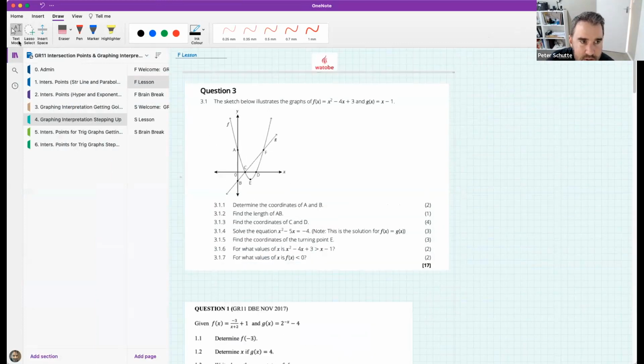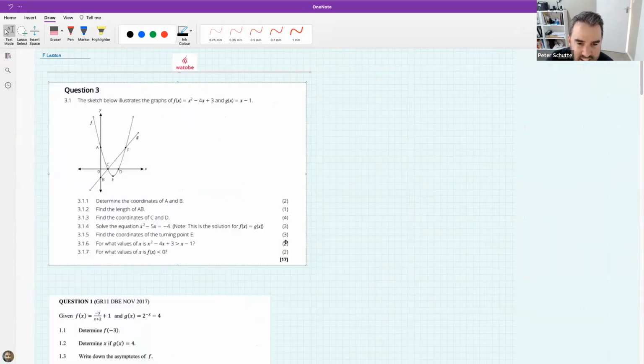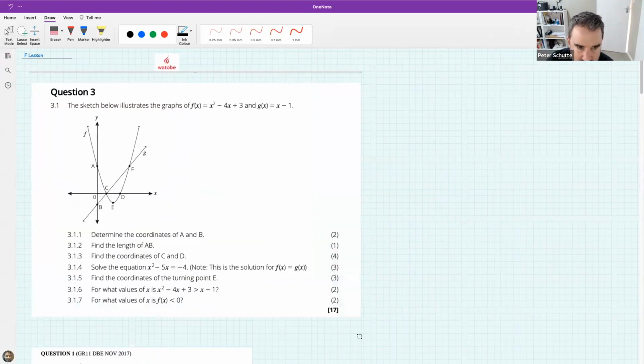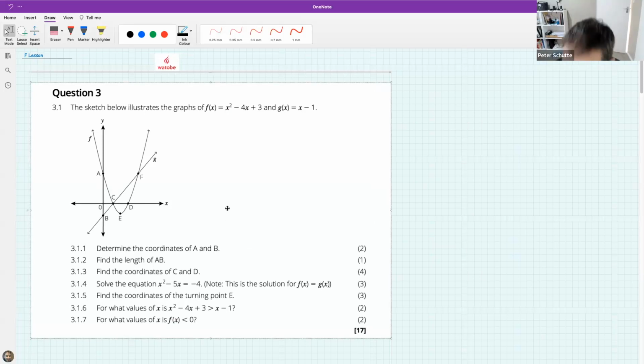So today, what we're going to start by doing is looking at a typical exam question. But before we even start looking at this question, I want to ask you a question of my own. I want to know what type of graph is the graph F? And I want everyone to put it in the chat. So what is the graph F that we're going to start with today?